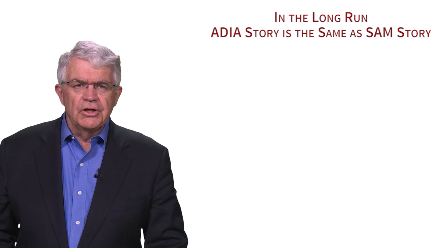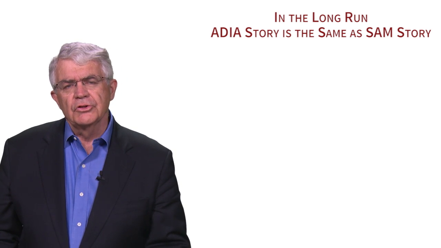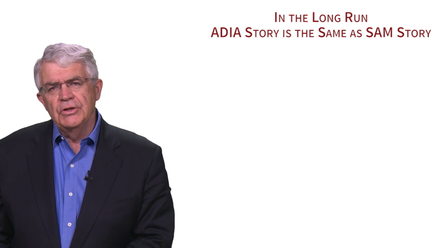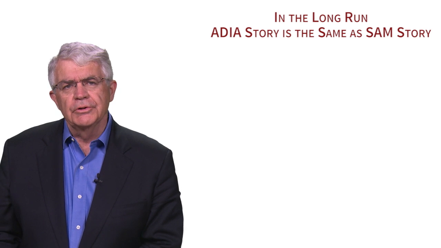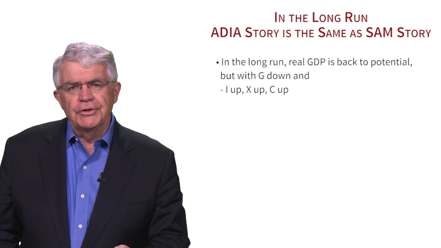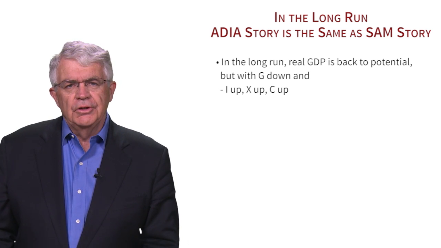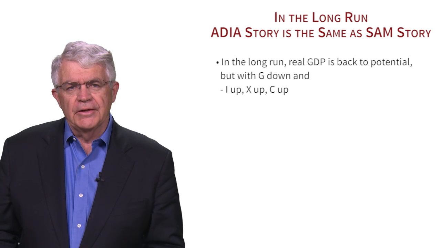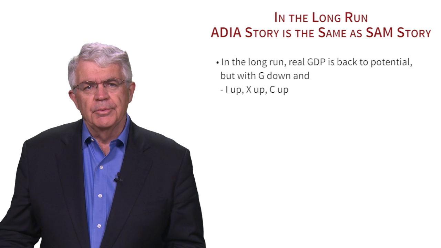It's very interesting to note that in the long run, this ADIA story, this short run oriented story, gives you the same result as the spending allocation model, what we've called SAM. SAM has been for the long run, ADIA for the short run. In the long run, we already know that real GDP comes back to potential. So that means even though G has fallen, government purchases has fallen down, the others have risen. Investment, net exports, and consumption are all up.